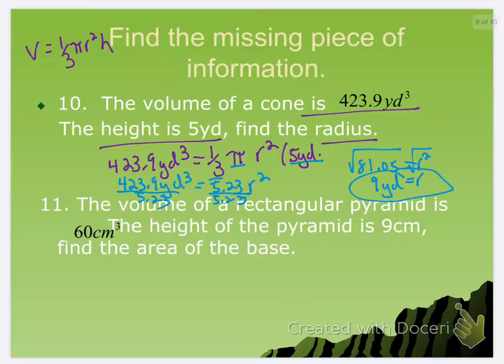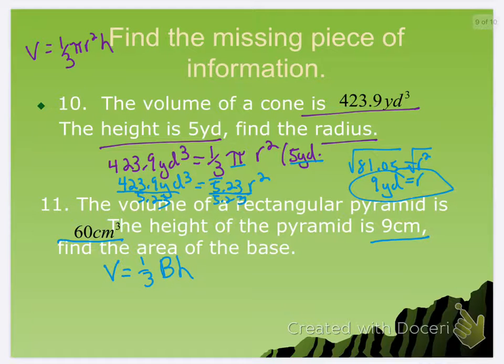The next one up, the volume of a rectangular pyramid. So volume of a rectangular pyramid is 60 centimeters cubed. The height of the pyramid is 9. Find the area of the base. So remember here we have a rectangular pyramid. It's going to be 1/3 area of the base times the height.